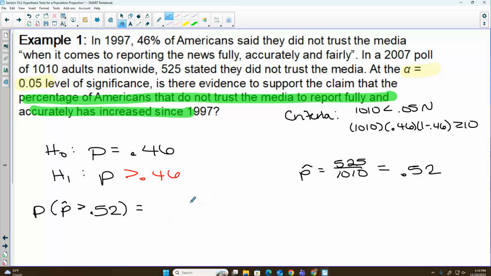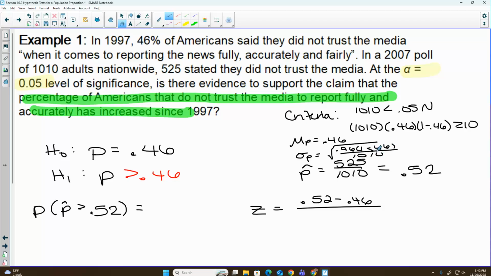Okay, so we do our value, right? We have to convert it into a z. So z is our value, 0.52, minus the mean, which is, I guess, 0.46. I didn't write that out, did I? I should have. Let's go ahead and throw that up here. The mean is the 0.46. Standard deviation would be the square root of 0.46 times 1 minus 0.46 over 1010.